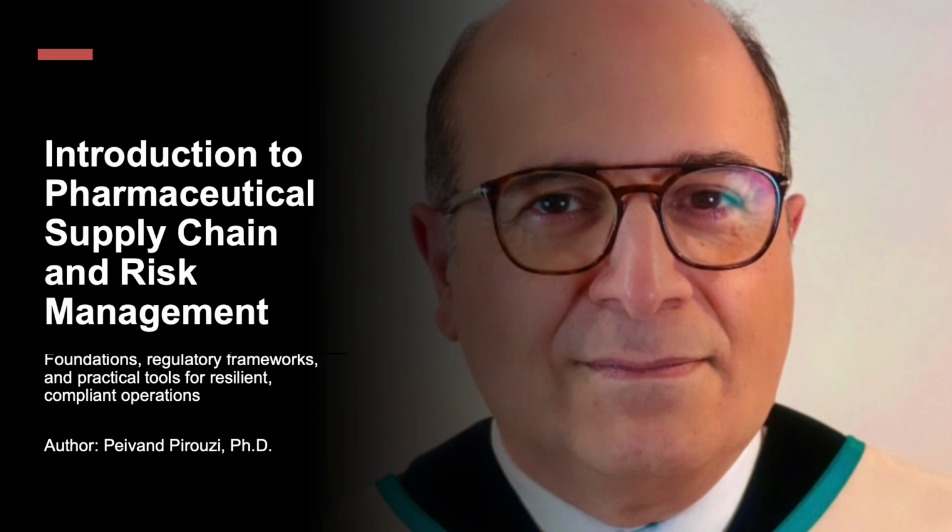In this lecture, we will connect quality and operations by showing how supply chain management, SCM, and quality risk management, QRM, work together across the life cycle, from sourcing and manufacturing through distribution and post-market surveillance. Today, we will review essential concepts, regulatory expectations, practical tools such as failure mode and effects analysis, FMEA, and a real-world case study to illustrate decision-making under constraints.